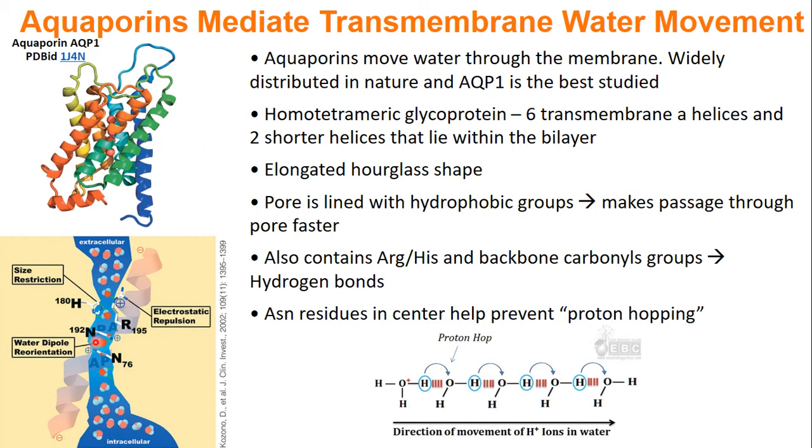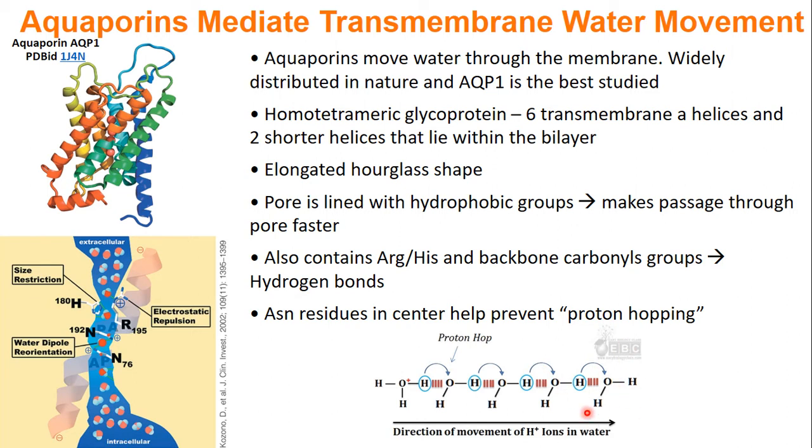You also have a very important asparagine residue that helps to create some space between the water to prevent proton hopping. Now, proton hopping is a phenomenon that happens in water in which a hydrogen can basically be passed between different water molecules. So, for example, if we have H3O plus here, it will give its hydrogen off to water, which will immediately pass off a hydrogen to another water, to another water, to another water. Now we have a charge here.